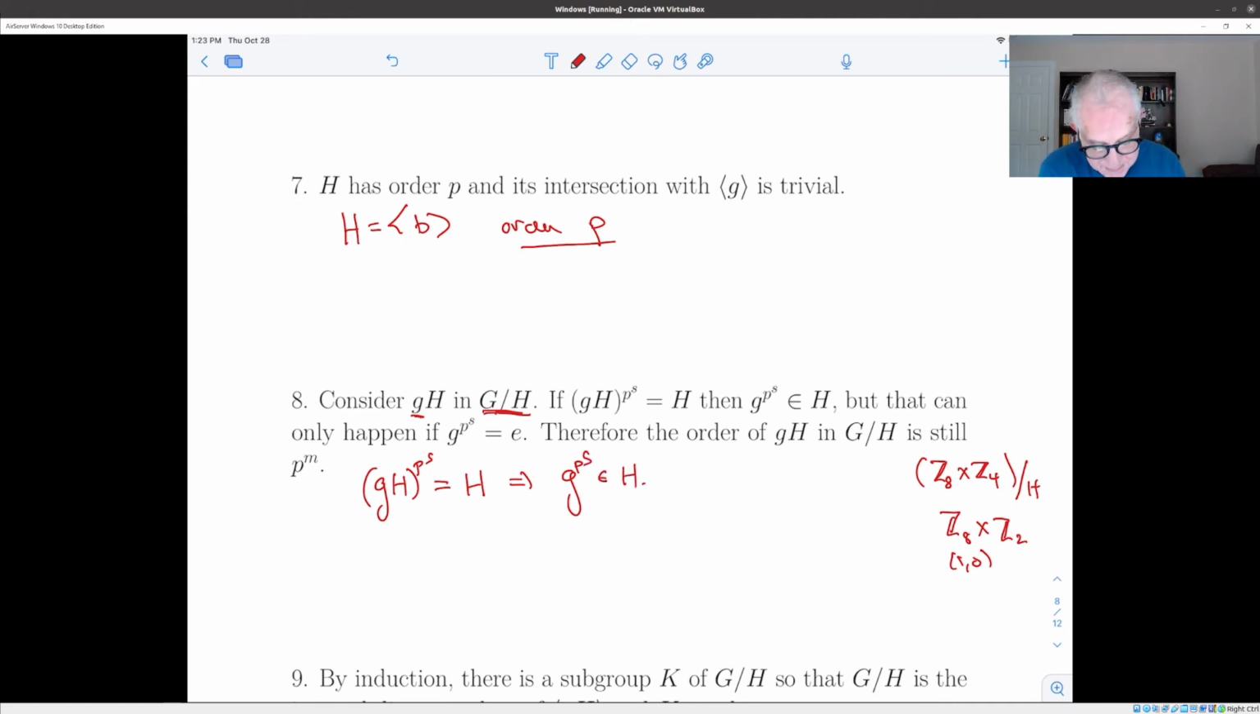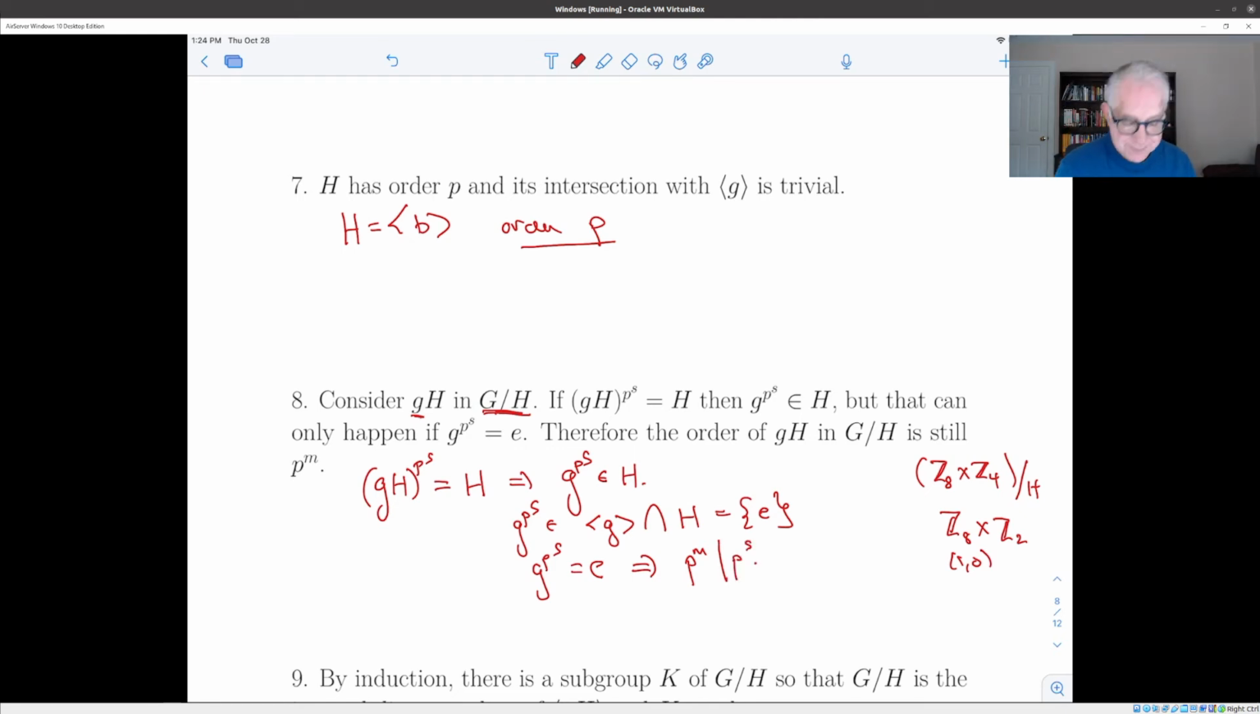But if g^(p^s) is in H, that means that g^(p^s) is in the intersection of the cyclic subgroup generated by g and H, which is the identity, which means that g^(p^s) is the identity, which means that p^m must divide p^s. In other words, the order has not gone down.